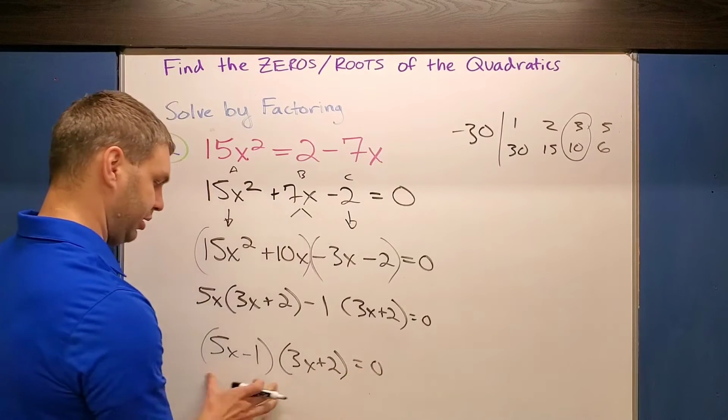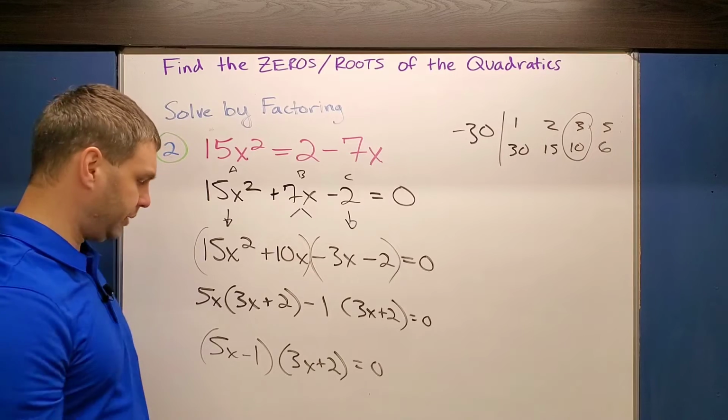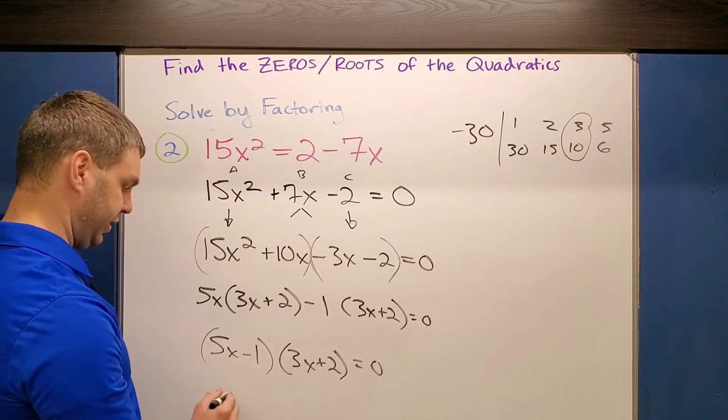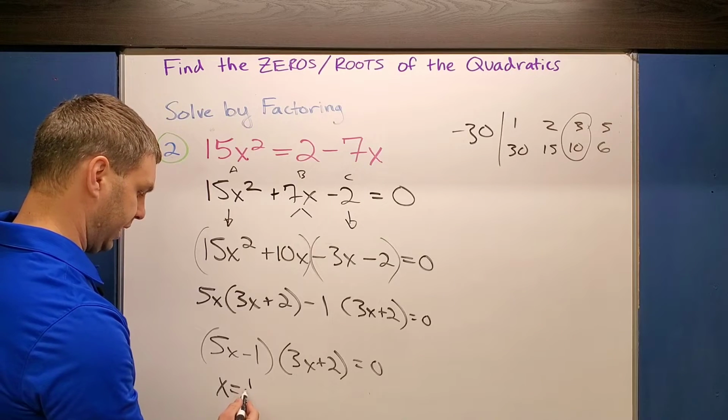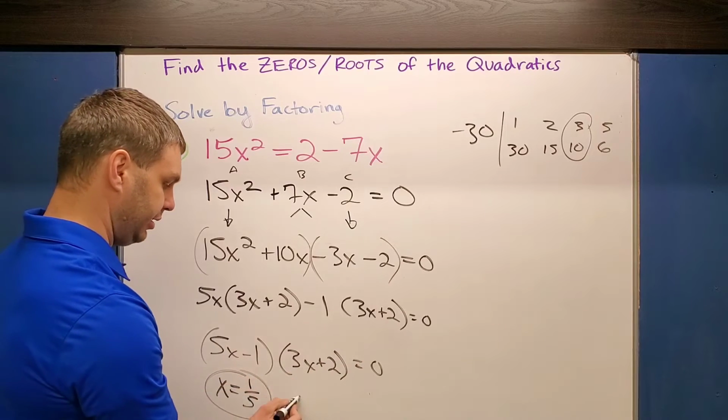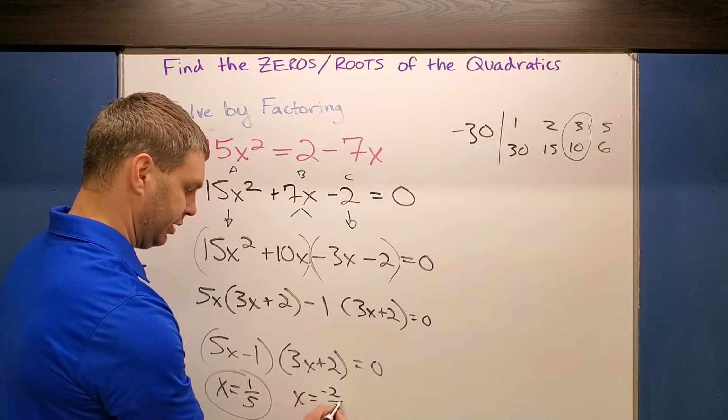And I have to set both of those sets of parentheses equal to 0. If I set 5x minus 1 equal to 0, I would add 1 and divide by 5, so x would equal positive 1/5. And in this one, I would subtract 2 and divide by 3, so x would equal negative 2/3.